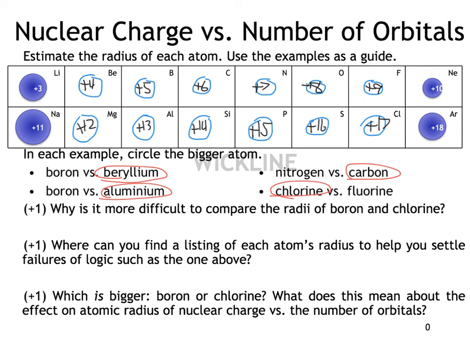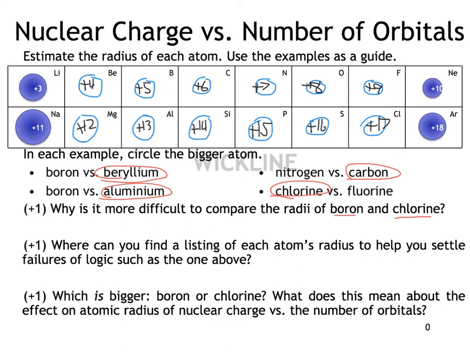But if I'm trying to compare the radii of boron and chlorine, it's a bit harder. And the reason for that is because boron is in group 13, it's element number 5, and then chlorine is in group 17, it's element 17. But so not only are they in different groups, but they're also in different periods. And this makes it really challenging to say which one's larger exactly. So there is a way around that, and that's to use table S. And table S will tell you the exact radius of any two elements.